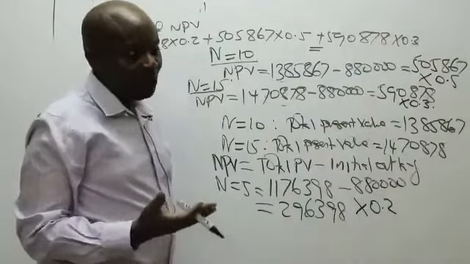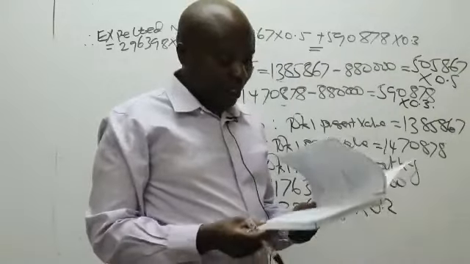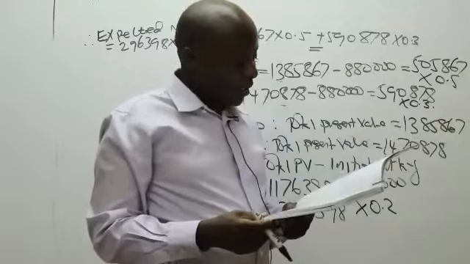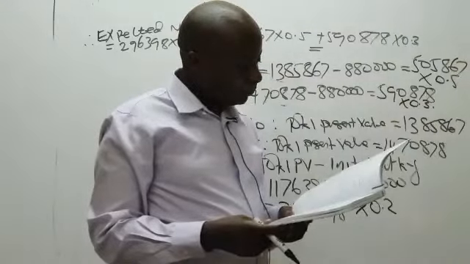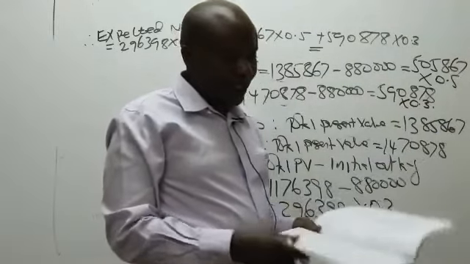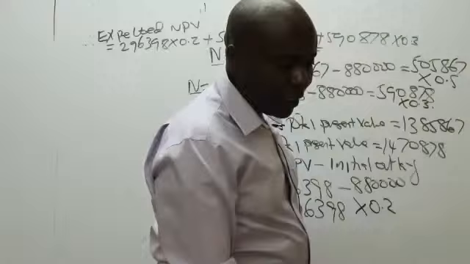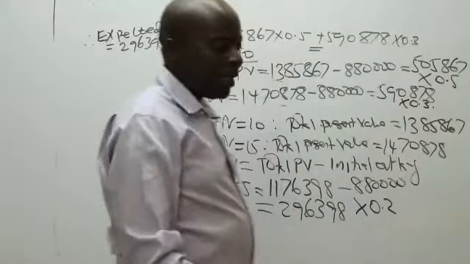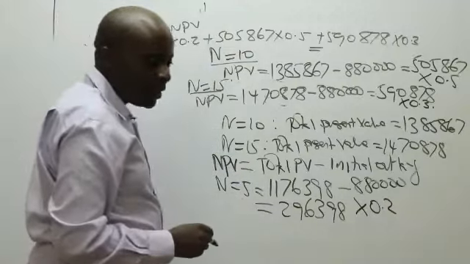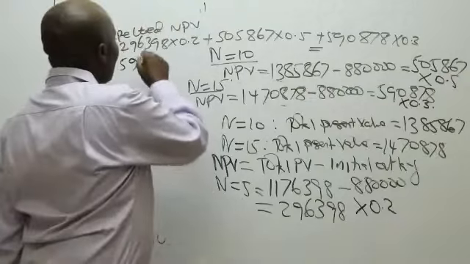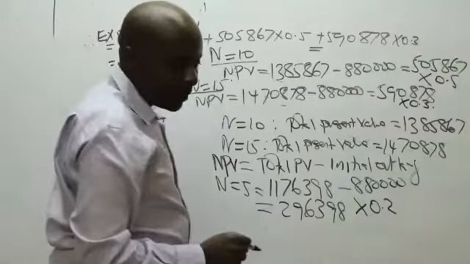Expected net present value. You're telling me it is 59, 59, 279. This is 59, the total answer, 59,279.6. Like that. Please underline.